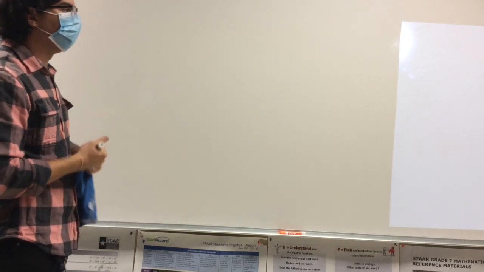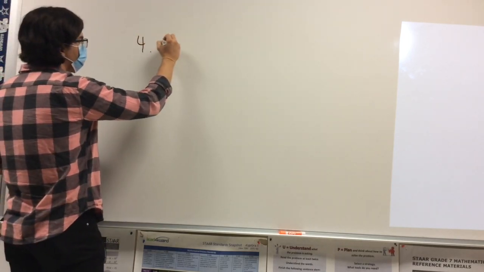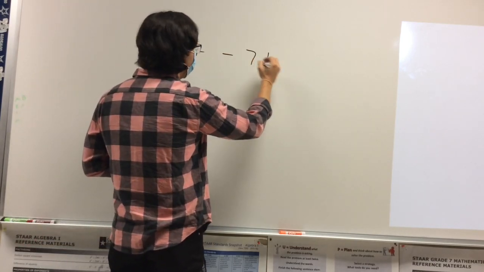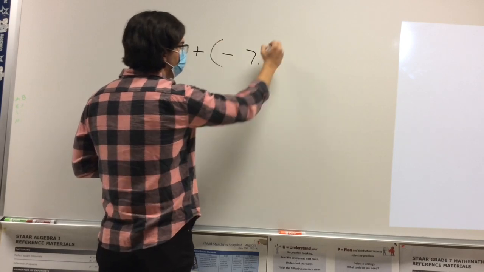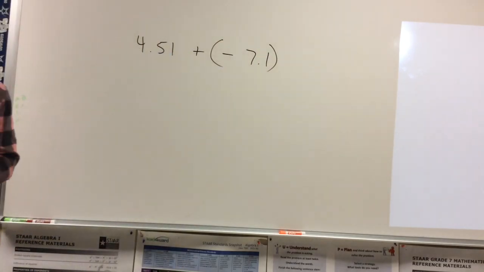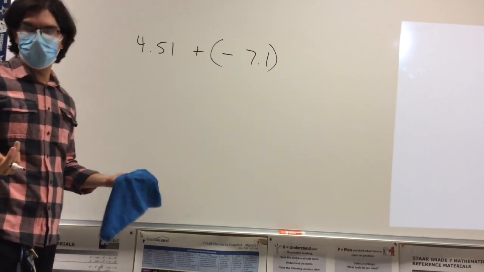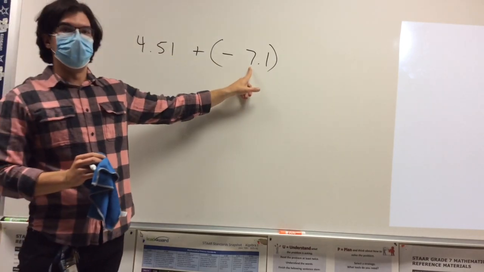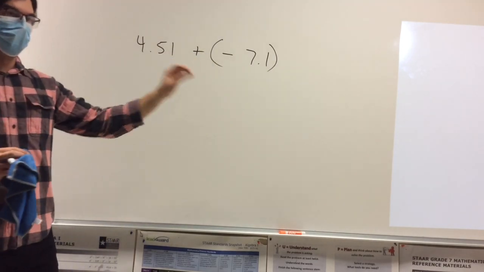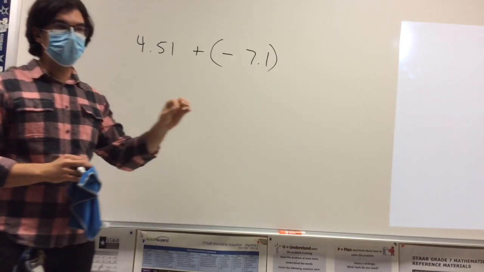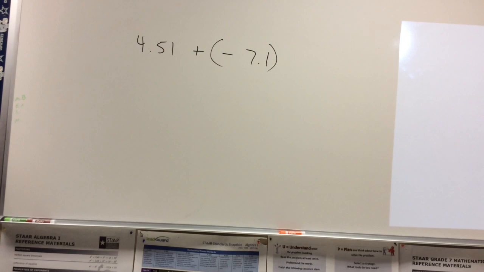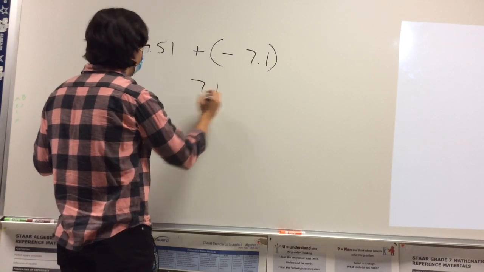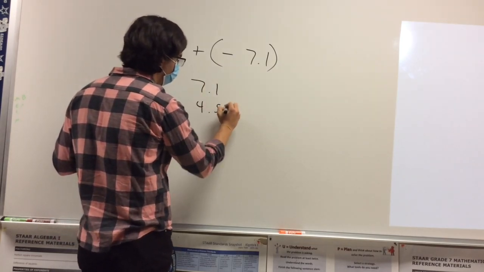All right, so question 1, we've got 4 and 51/100 plus a negative 7 and 1/10. Okay? So I guess here's my first question to you. What operation are we doing in this problem? Addition. We're adding, right? One is positive and one is negative. When we are adding or subtracting and one is positive and one is negative, what that means is that we are really subtracting them because they are different sides of the zero. So what I'm really going to do is take 7.1 and I'm going to subtract 4.51.